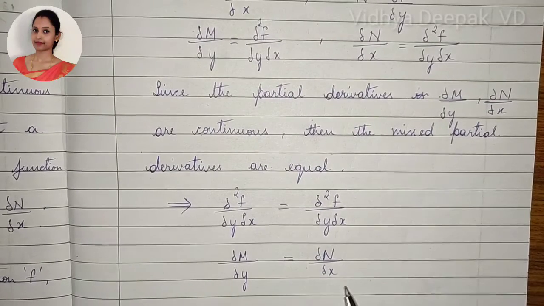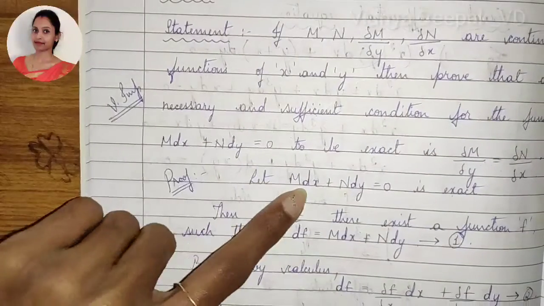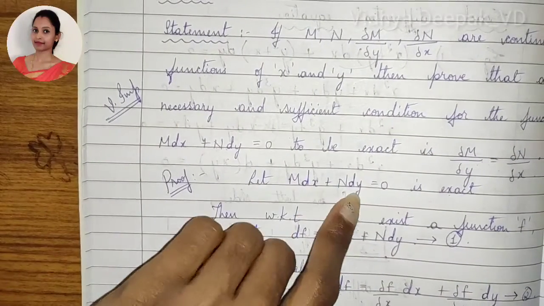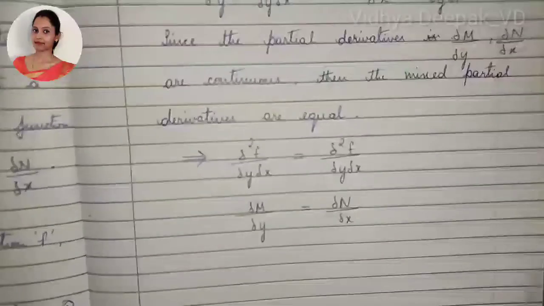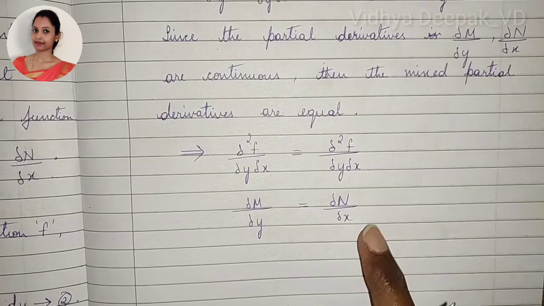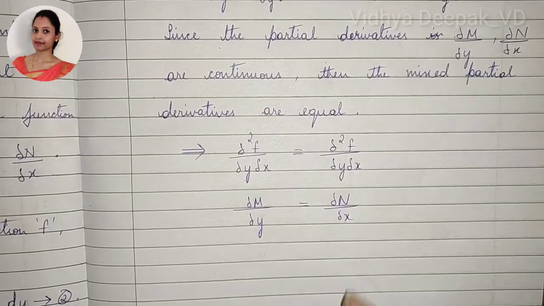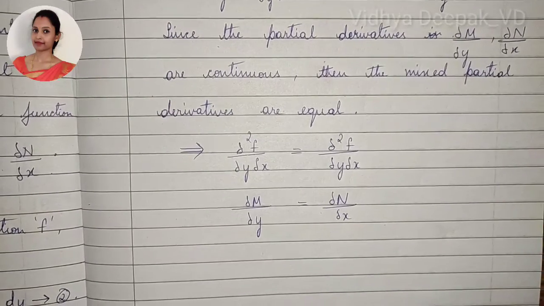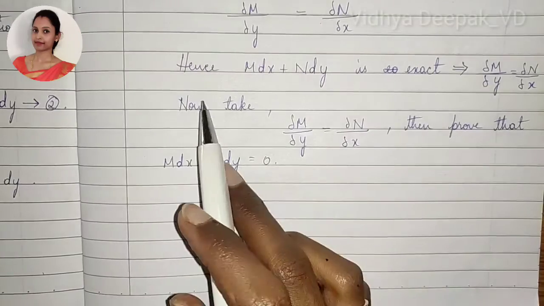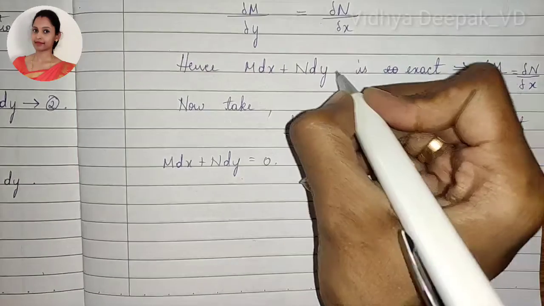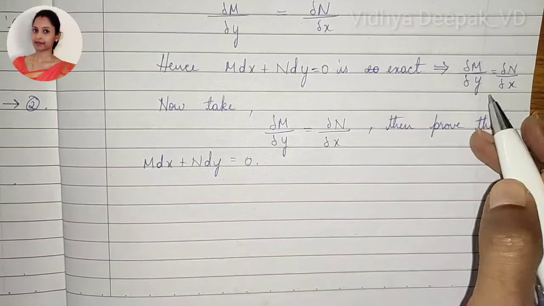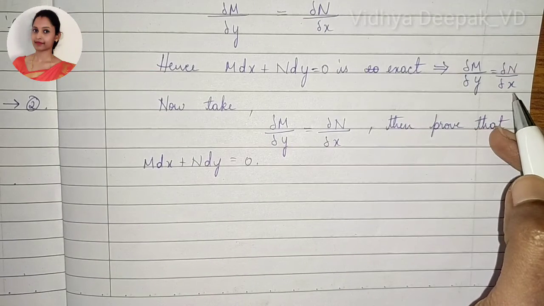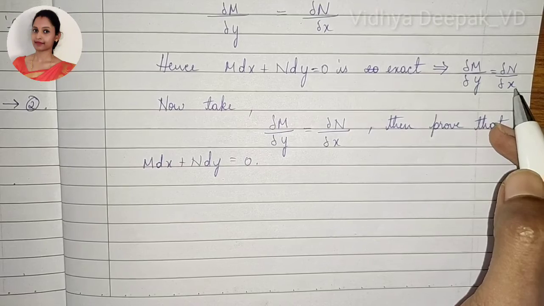Yes. Hence we can say that the given equation m dx plus n dy is equal to 0 is exact when the condition dou m by dou y is equal to dou n by dou x is satisfied. Don't forget to write this line. Hence m dx plus n dy is equal to 0 is exact, that implies dou m by dou y is equal to dou n by dou x. Now the necessary condition we have proved.